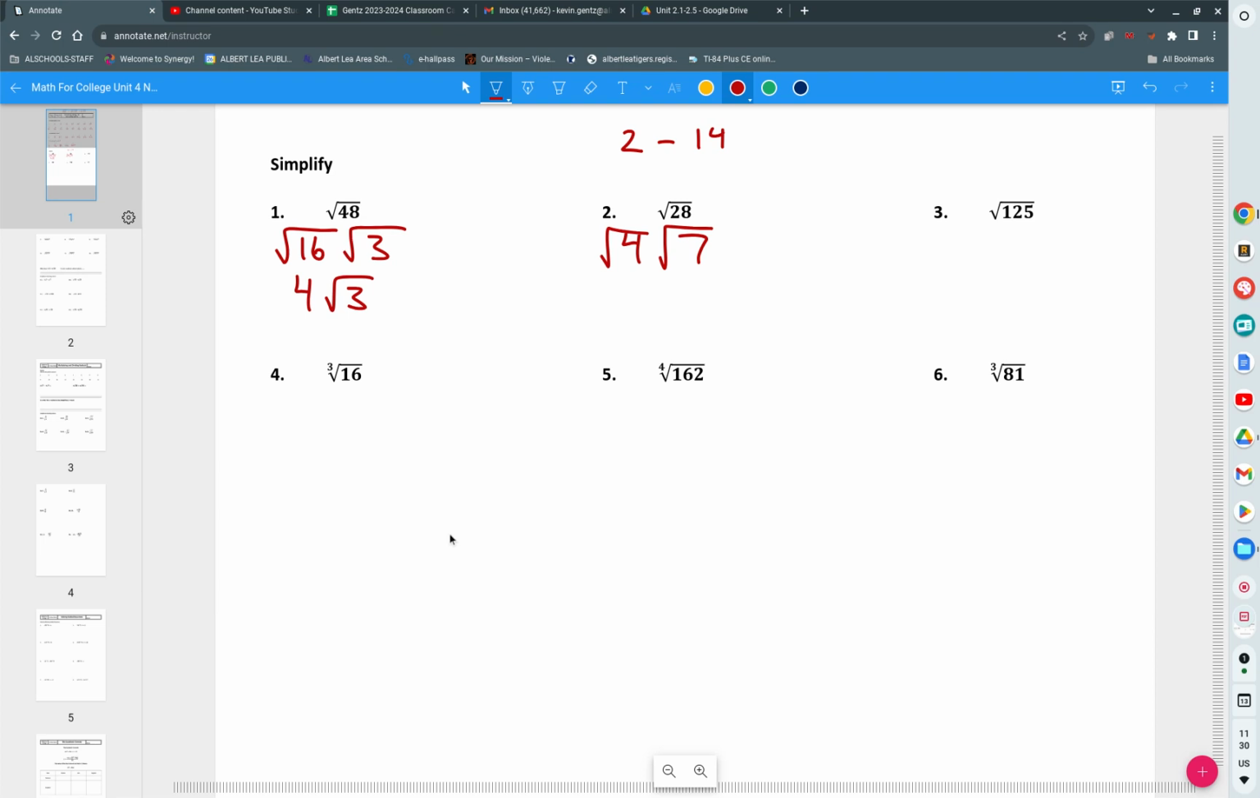So I'm going to simplify this. What is the square root of 4? 2. So this becomes 2 roots of 7. What's a perfect square that divides into 125 evenly? 25 and 5. So I have the square root of 25 times the square root of 5. What is the square root of 25? 5. So this becomes 5 roots of 5.